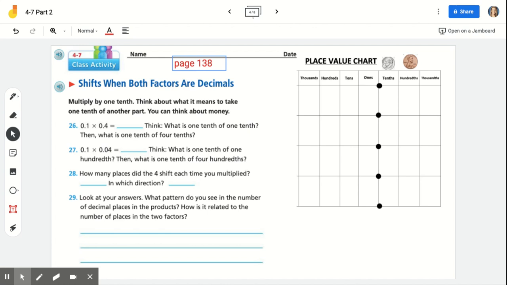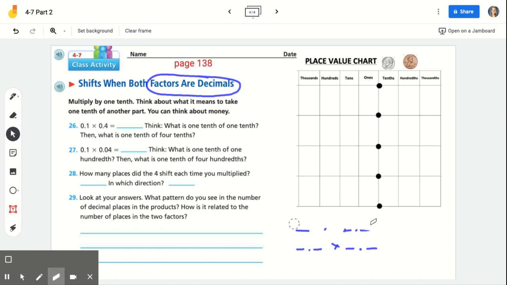Okay, we're on page 138 now, and the heading says shifts when both factors are decimals. Both factors are going to be decimals for the rest of this lesson, and what we've been working with so far is whole numbers times decimals. Now we're going to have two decimal numbers multiplied by each other, but we're going to be following the same shifting rules as well as the same rules that we were following when we just multiplied a whole number times a decimal.